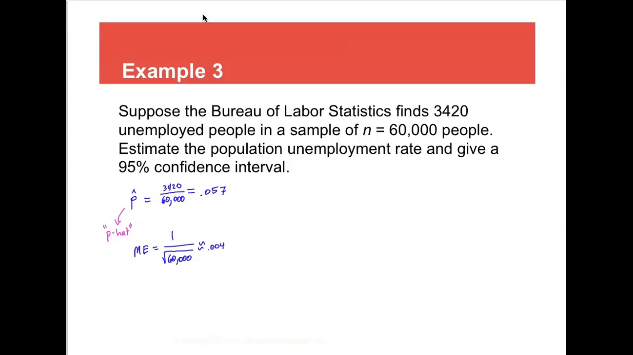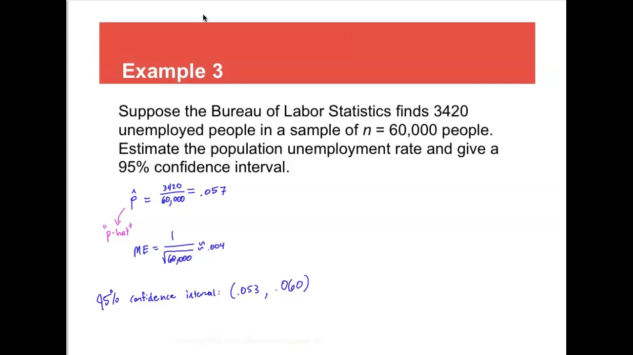Okay, so my 95% confidence interval would be: if I subtract 0.004 from 0.057, I get 0.053. And if I add 0.004 to 0.057, I get 0.060.